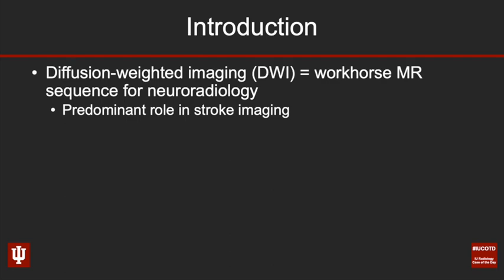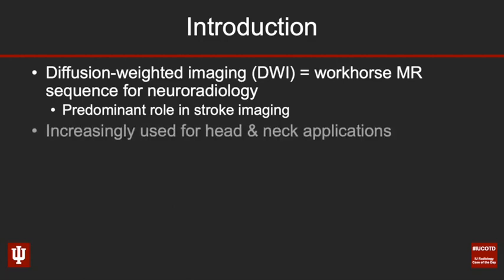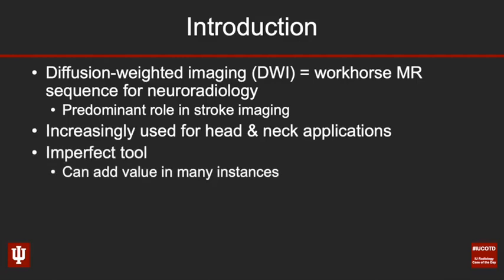Diffusion-weighted imaging is really a workhorse sequence in MRI for neuroimaging, and as we all know, it has a predominant role in stroke imaging, but it's increasingly being used for head and neck applications. It's an imperfect tool. It certainly can add value in a lot of instances, but you do need to be aware that it can have some pitfalls and that can generate some confusion. We'll talk about that as part of this lecture.